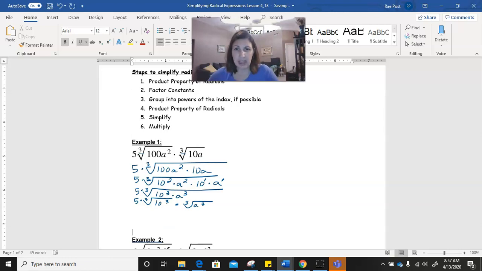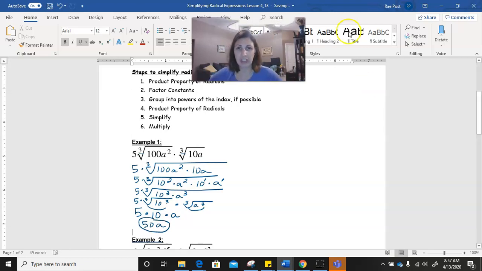And so when you do that, hopefully you guys are noticing that we still have the 5 here, this right here now becomes 10, and this right here now becomes A. So when we simplify this out, and we went ahead and simplified it, now we can just multiply it. 5 times 10 is 50. 50 times A is 50A.